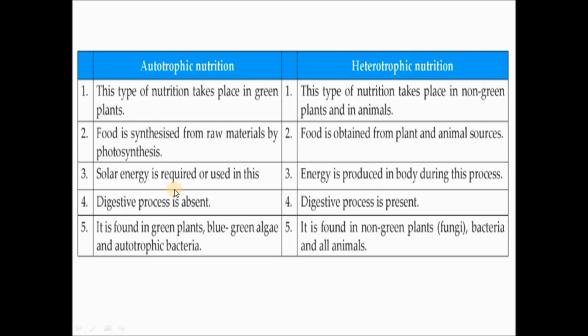For autotrophic nutrition, solar energy is required, whereas in heterotrophic nutrition, energy is produced in the body during the process. In autotrophic nutrition, the digestive process is absent, whereas in heterotrophic nutrition, the digestive process is present. It is found in green plants, blue-green algae, and autotrophic bacteria, whereas heterotrophic nutrition is found in non-green plants, that is fungi, other bacteria, and all the other animals.